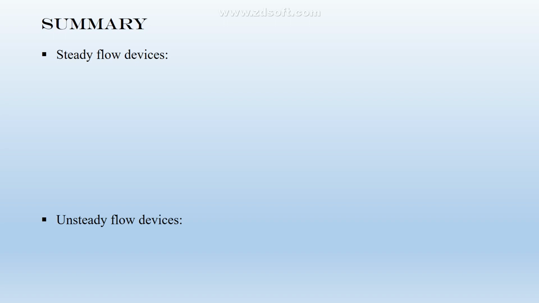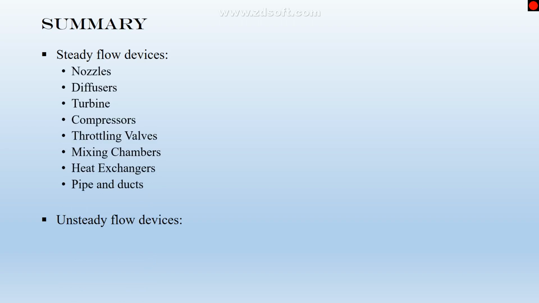Now, as a summary of this chapter, because we are done with chapter 5, in this course you can consider all these pieces of equipment as steady flow devices: nozzles, diffusers, turbines, compressors, throttling valves, mixing chambers, heat exchangers, pipes, and ducts work under the steady state condition. For unsteady flow devices, you are dealing with unsteady flow processes whenever you have a tank during charging or discharging processes.